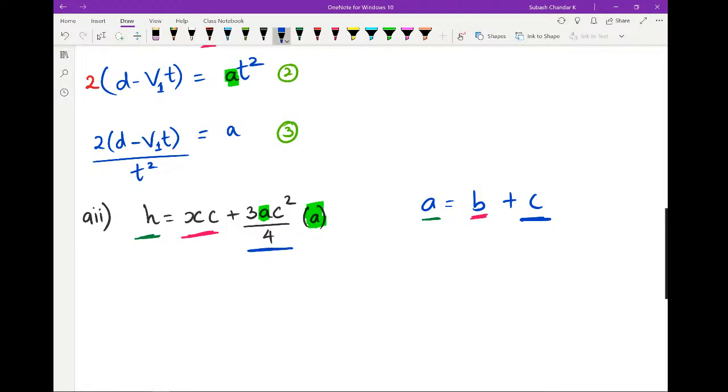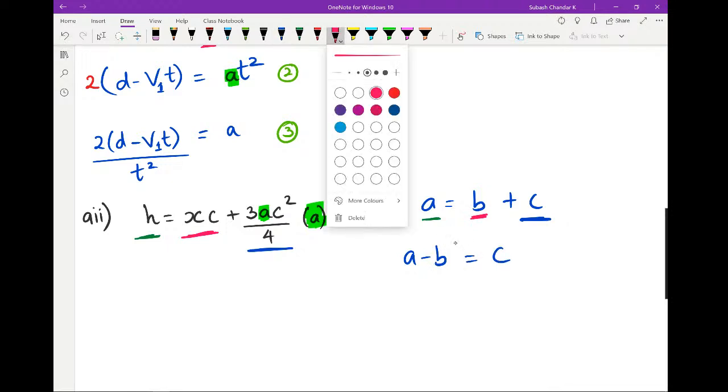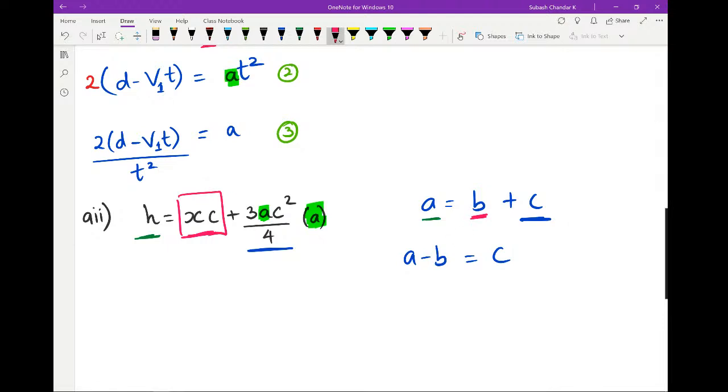So your next step is you take away b, so you'd actually go a minus b is equal to c. So in the question, you've actually got to move xc to this side here. And so when we do that, it's going to become minus, so it'll become h minus xc, and then you have a look at what's actually on the right hand side. In the right hand side, you've got 3ac squared over 4.